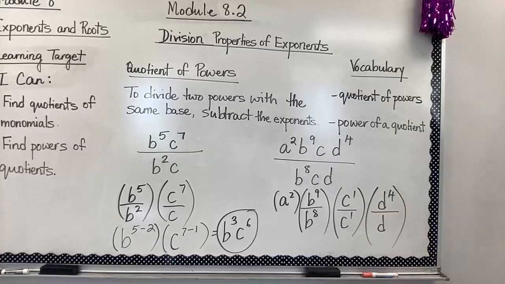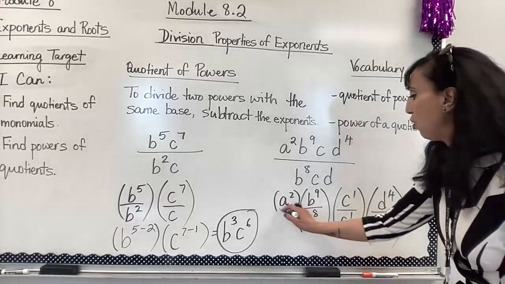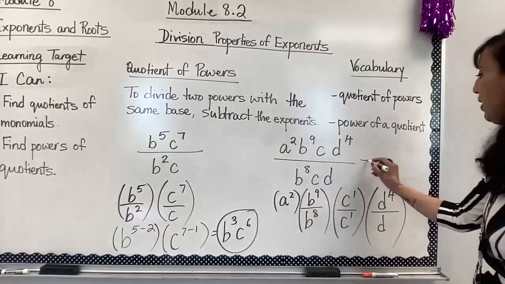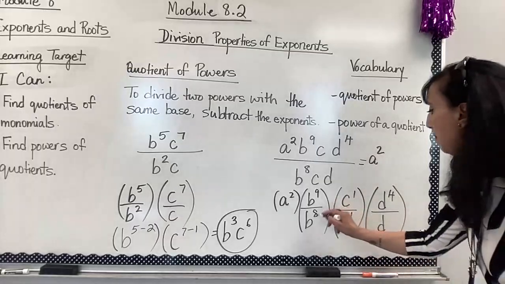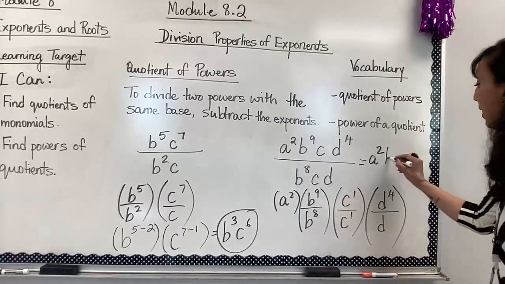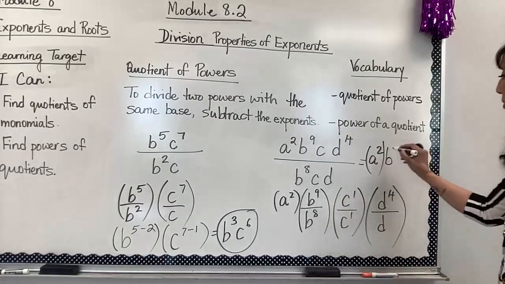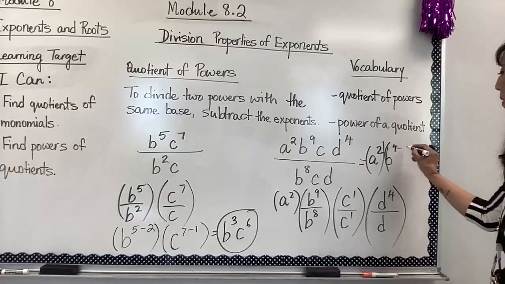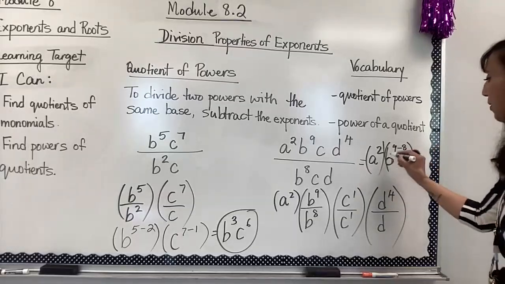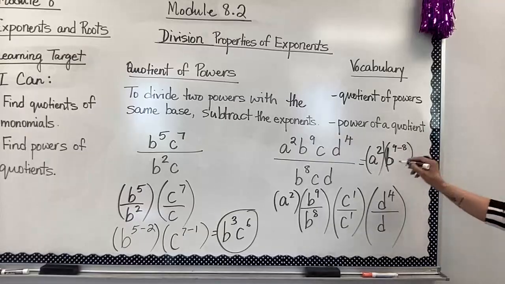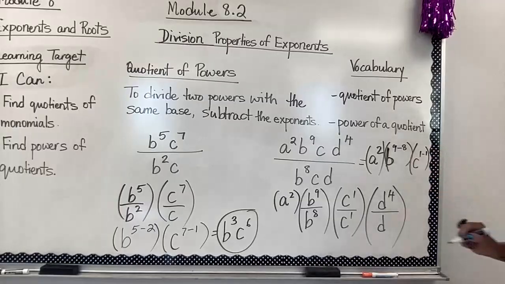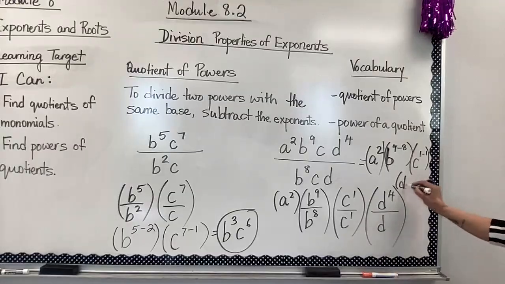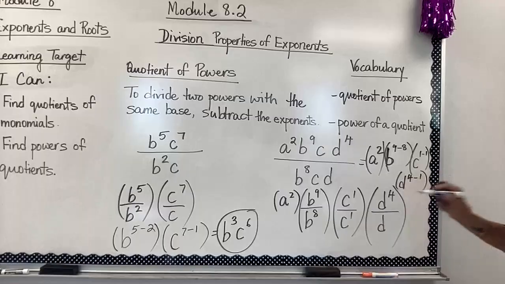Okay, and then when I start simplifying it, there is nothing to group because this means over 1, right? So I'm going to get A squared, and what is 9 minus 8? So I'm just going to write B to the 9th power minus 8th power, right? And then that is times C to the 1 minus 1, and I have times D to the 4th power minus 1.